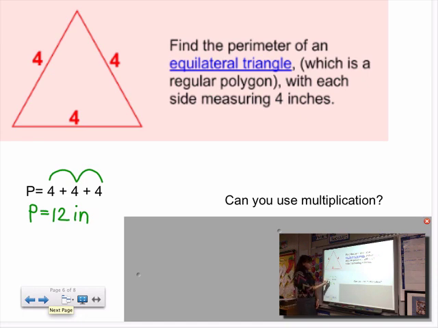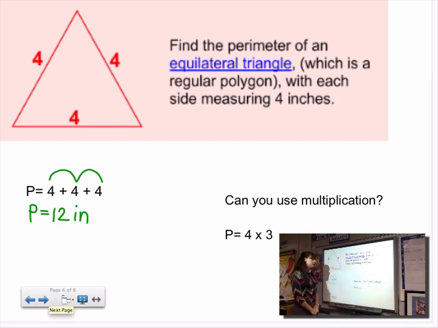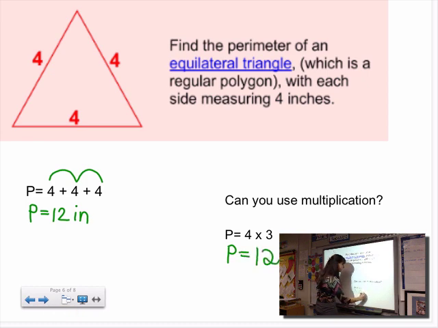To find perimeter, you notice that we used repeated addition. We have the number 4 three times. This same idea can be represented using multiplication by thinking about it as 4 times 3. We have the number 4 three times. And 4 times 3 gives us the same answer, perimeter of 12 inches. Whether you use repeated addition or multiplication, those are both excellent operations and strategies to use to find the perimeter of this equilateral triangle.